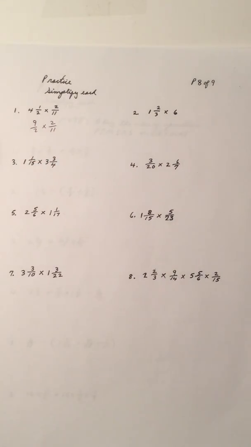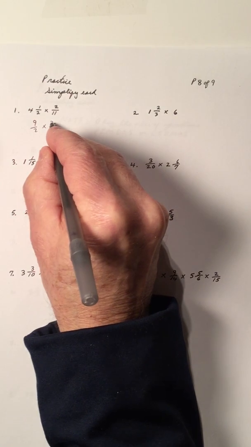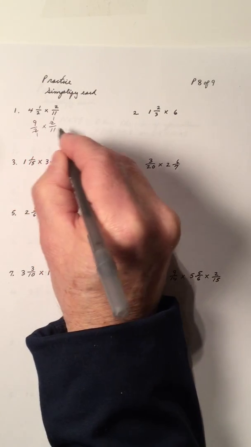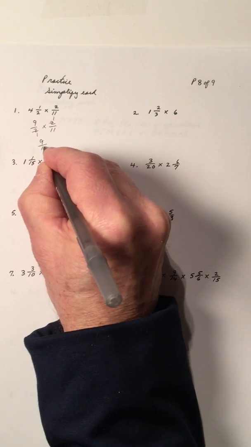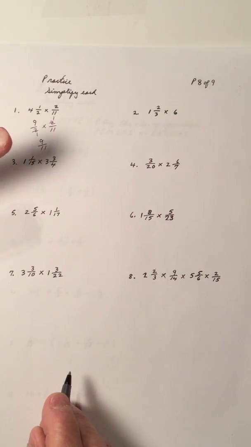By the time I finish all these, you should have a handle on what you're doing. Cancel the 2's, top and bottom. So that gives me 9 over 11. Can't reduce. 11 is prime.